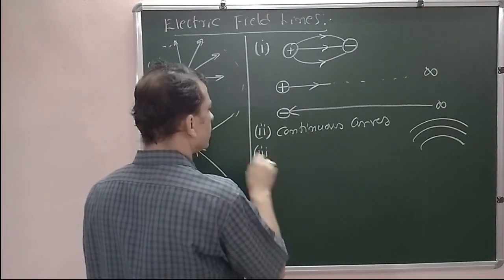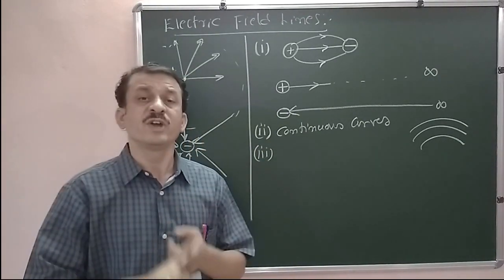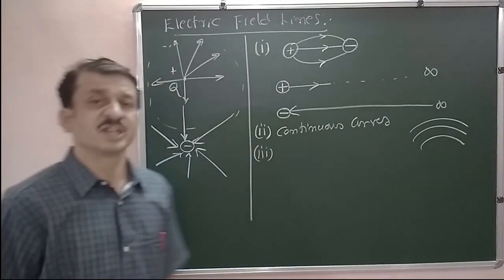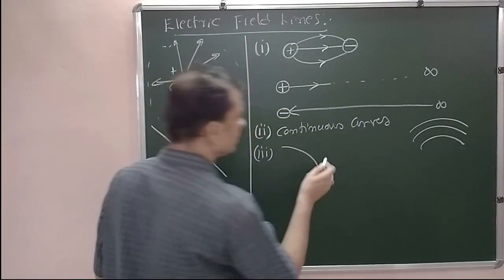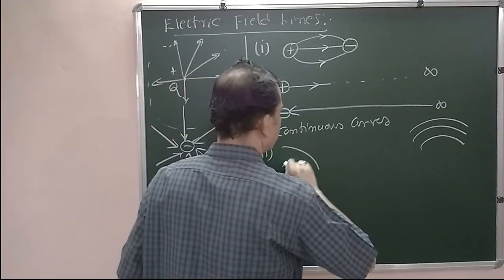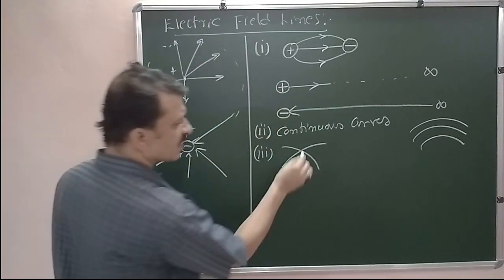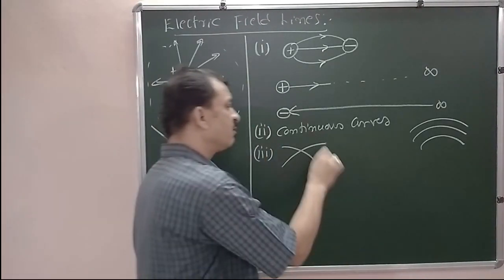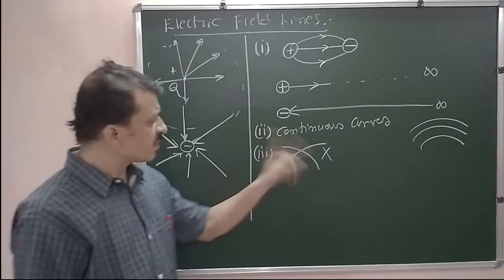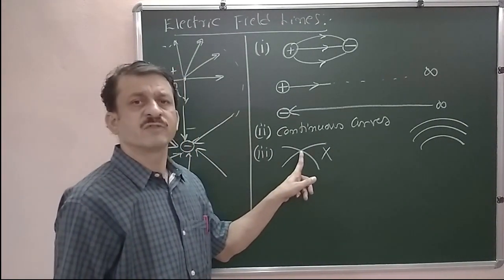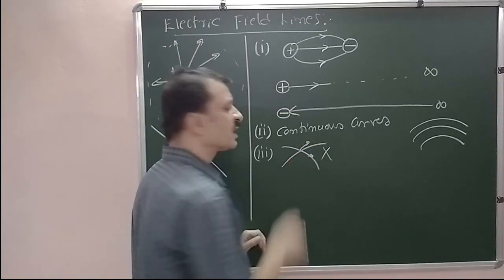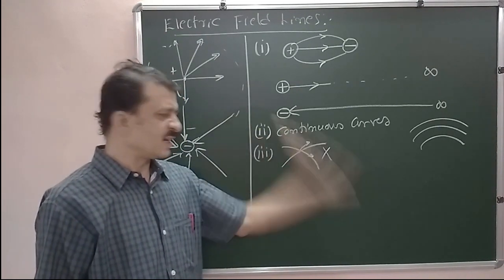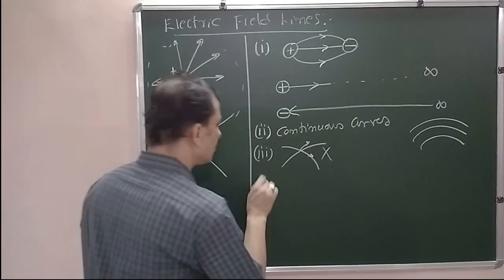Third point, a very, very important one: two field lines can never intersect or cross over each other. If this is one field line and another field line crosses over it, that is not true for electric field lines. If they cross each other, at this point we would get two directions for the electric field, which is against our law. Therefore, no two field lines can ever cross each other. That is the third point.